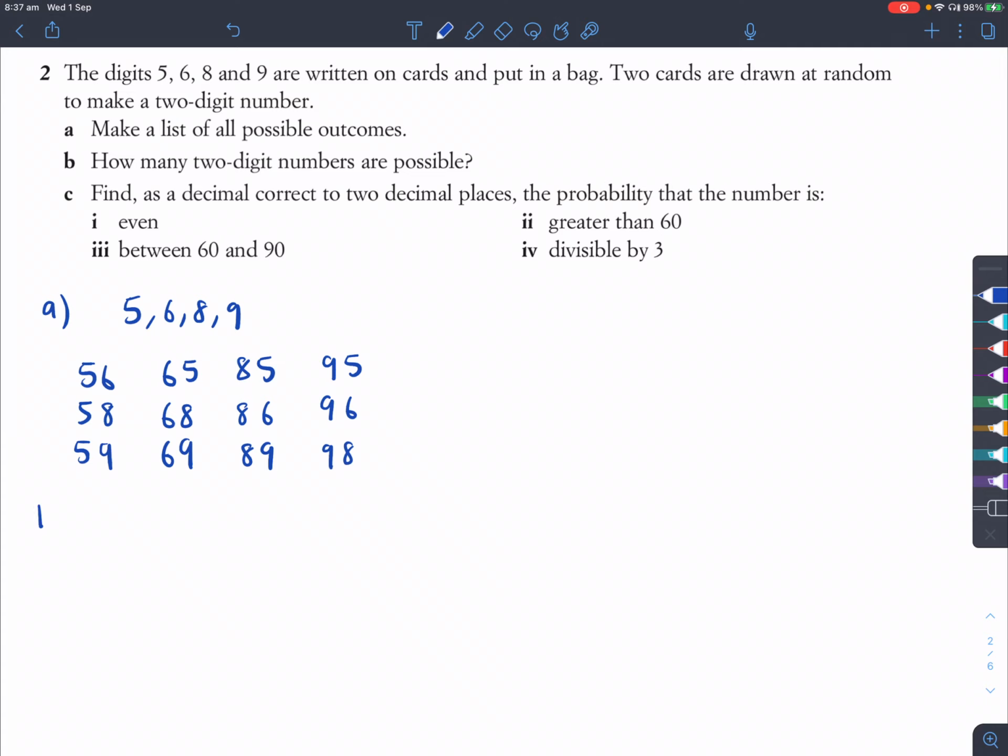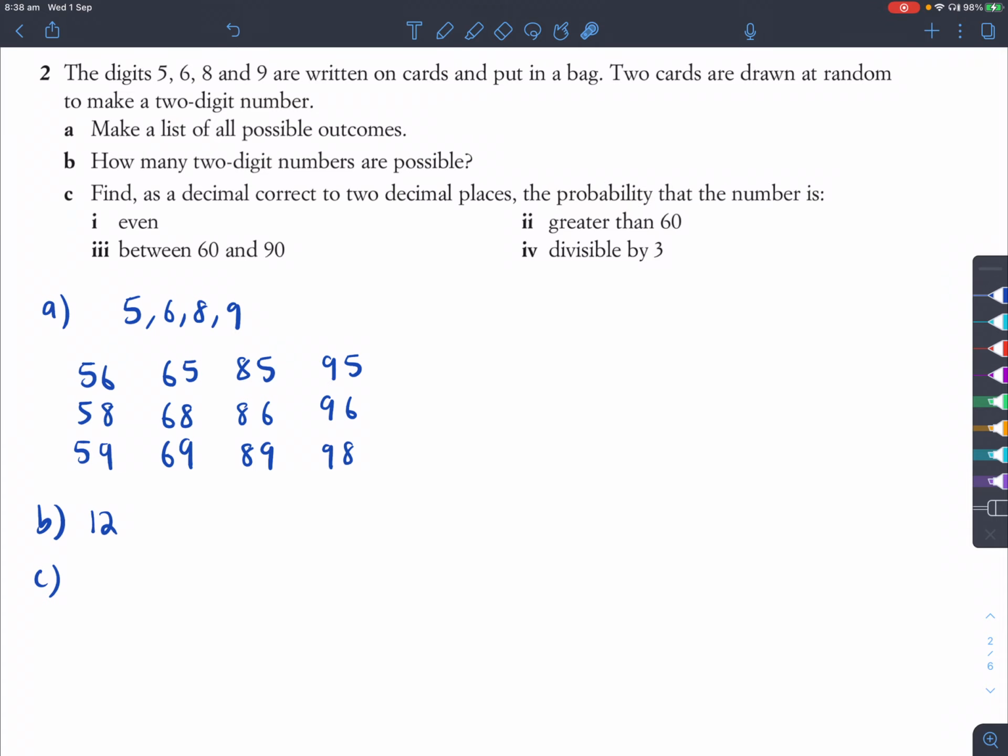So for part B, how many 2-digit numbers are possible? Well, we've got 4 columns and 3 rows. So 4 times 3 will be 12 different outcomes. Part C, find as a decimal correct to decimal places the probability that the number is even.